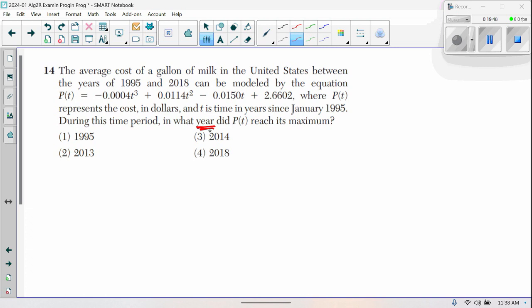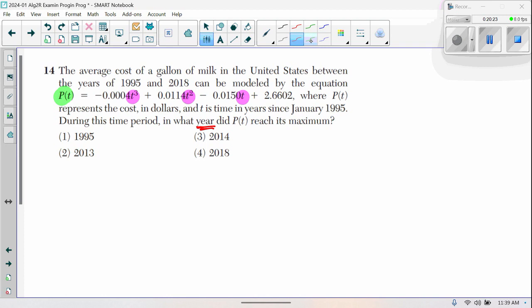So please know that in my calculator, P is going to be the Y, and T is going to be my X value, okay? Let's say T happens to be 20. 20 isn't listed here. They want to know the year. So T is the year since 1995. So whatever that is, I'm going to add that to 1995 because I want the actual year. All right? So let's get through this thing. And we got to type this in the calculator.